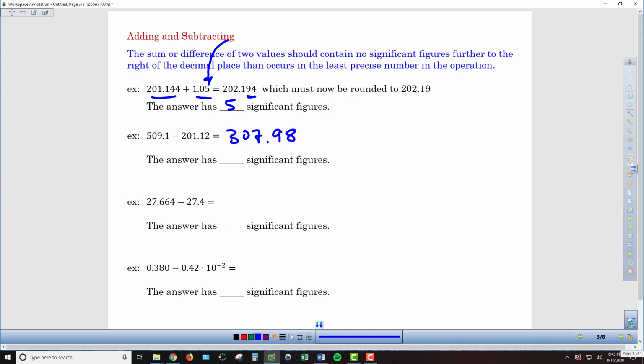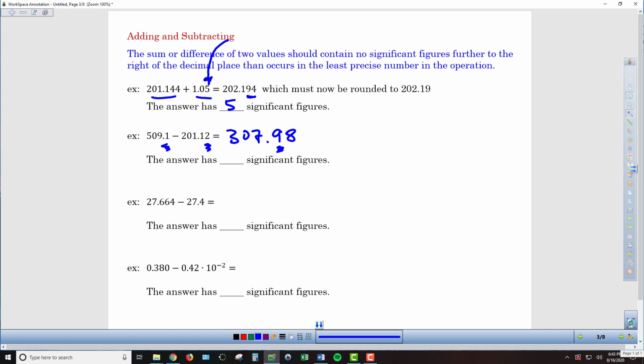And now we look at the original 2 numbers, and we can see that the first one was accurate to the tenths place, the second to the hundredths. So that makes the one that was accurate to the tenths place the least accurate of those numbers, so that's the place that we're going to have to round to. So we're going to have to round to the nearest tenth.